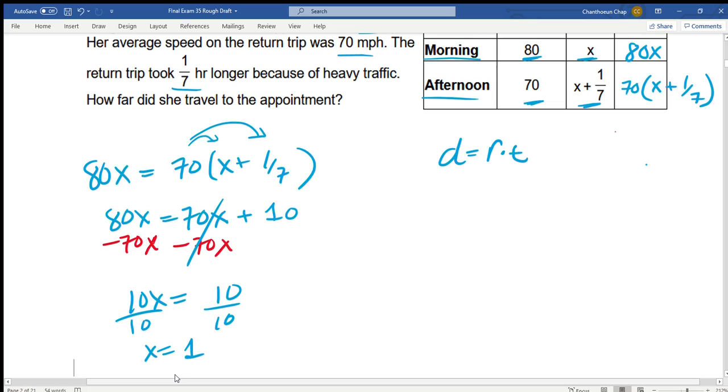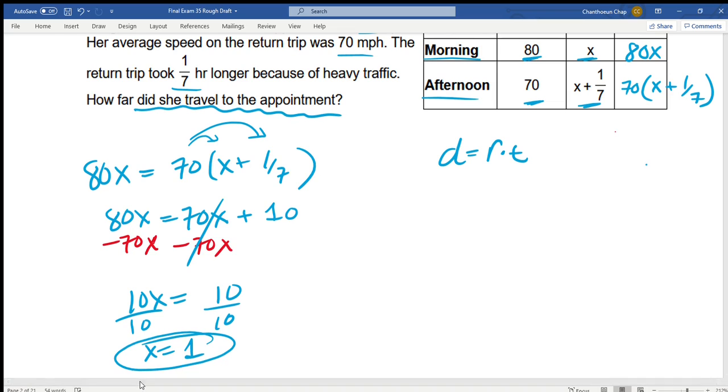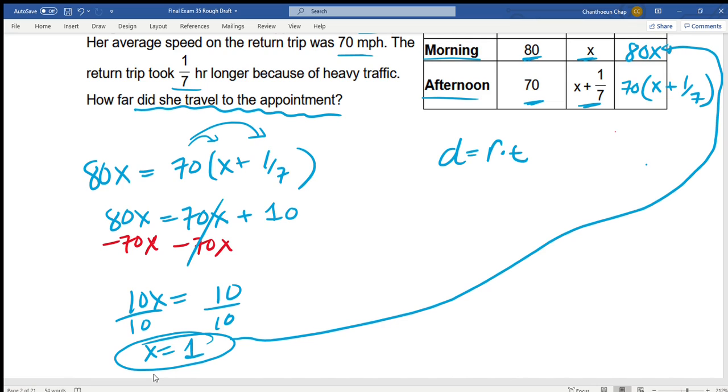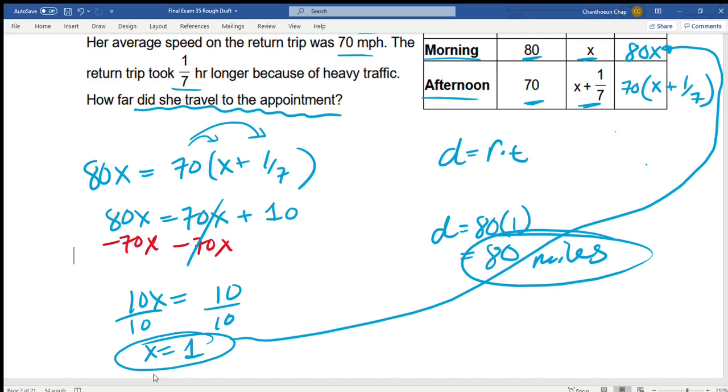x does not represent the distance that she traveled. This is x equals 1. This represents 1 hour. So to solve for the distance that she traveled, we're going to plug this x equals 1 back into our equation here. We want to find the distance. We know the distance is equal to 80 times 1, and so this is 80. So her business trip was 80 miles away from her home.